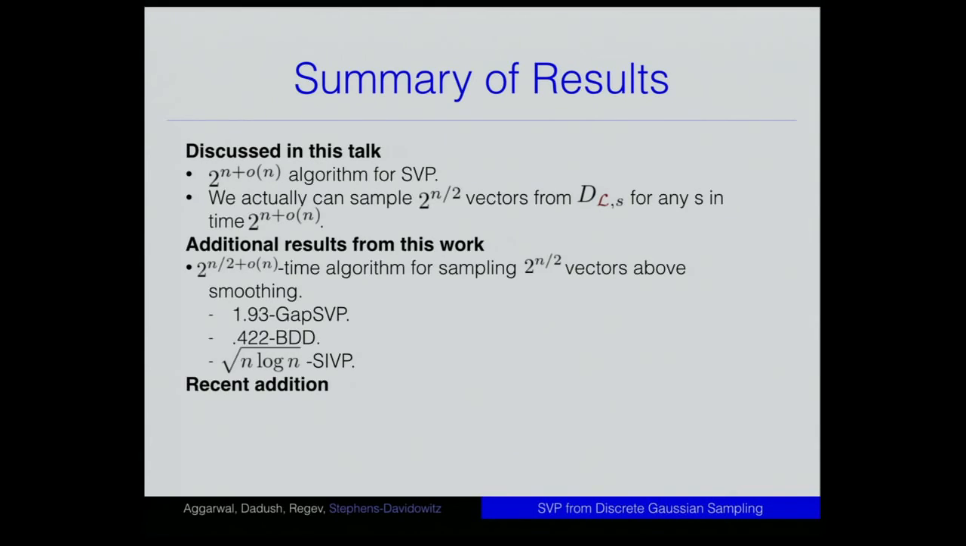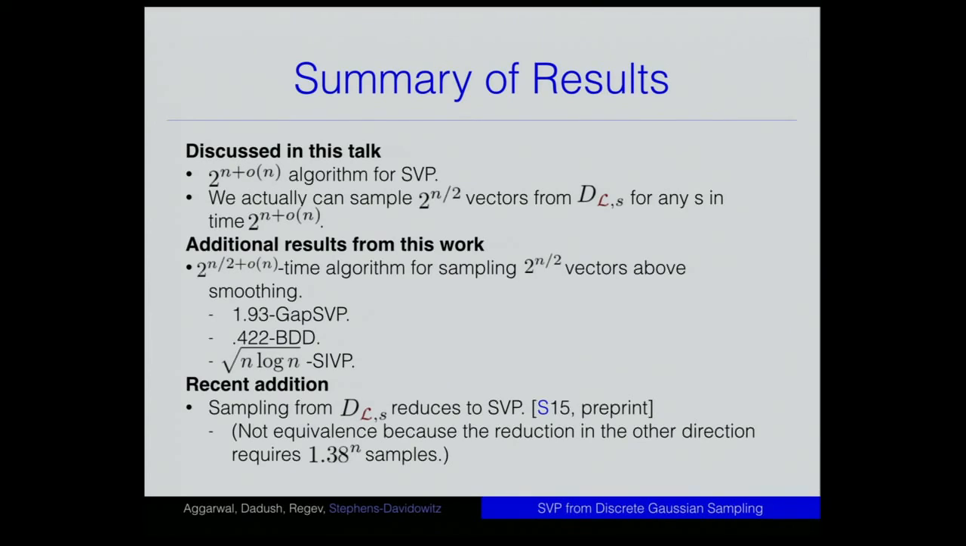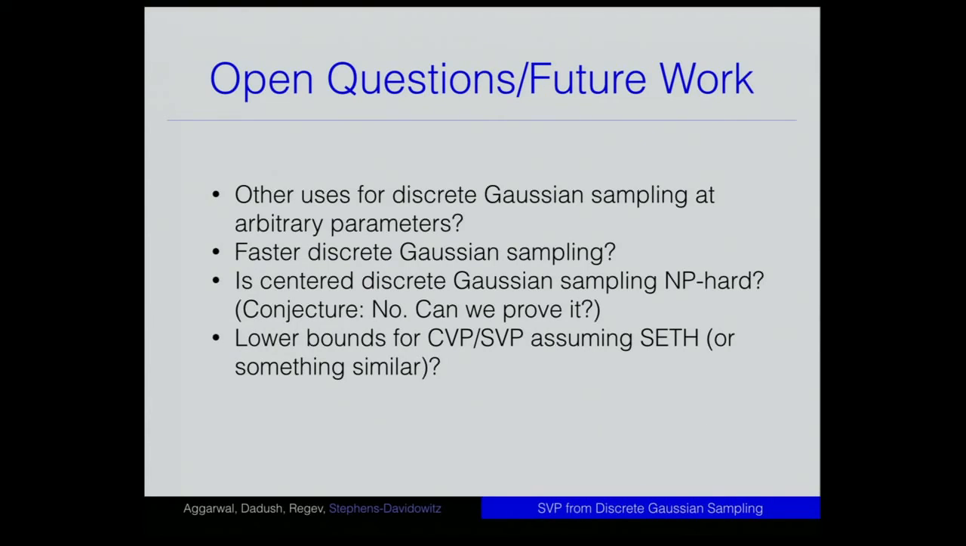An additional result is that I actually showed the other direction. This is just a preprint right now, but actually the discrete Gaussian sampling reduces to the shortest vector problem, which I found to be very surprising. This is not an equivalence because the other direction is an exponential time. I actually don't think that these problems are equivalent. I suspect that discrete Gaussian sampling is not NP hard. In fact, that's one of my open questions.